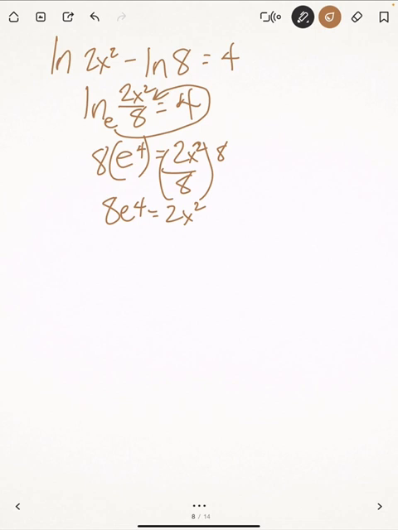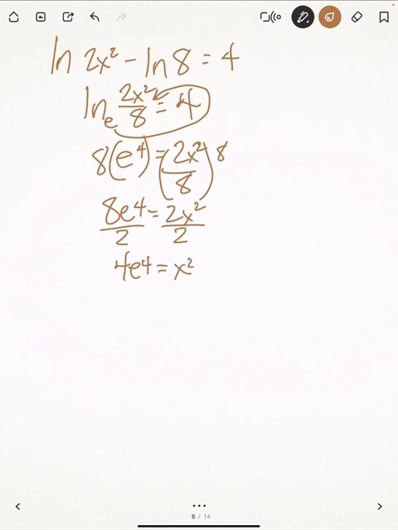Next, since the 2 is being multiplied by x squared, we're going to divide by 2, because the inverse of multiplication is division. So divide both sides by 2. 8 divided by 2 is 4, and we get 4e to the fourth equals x squared.